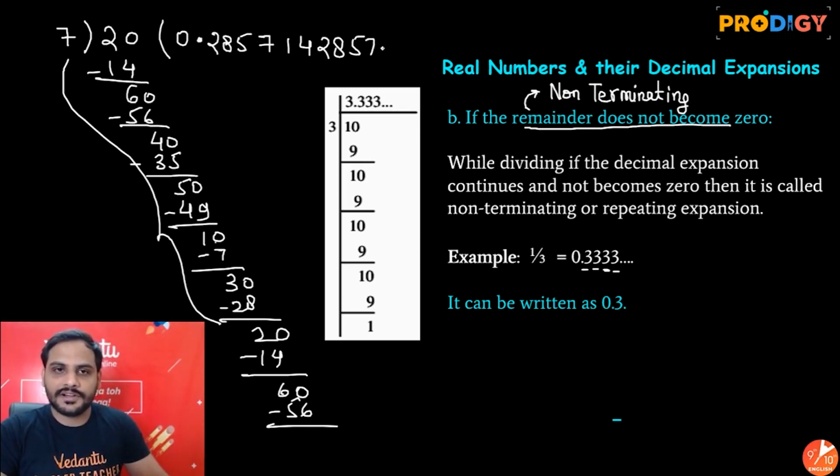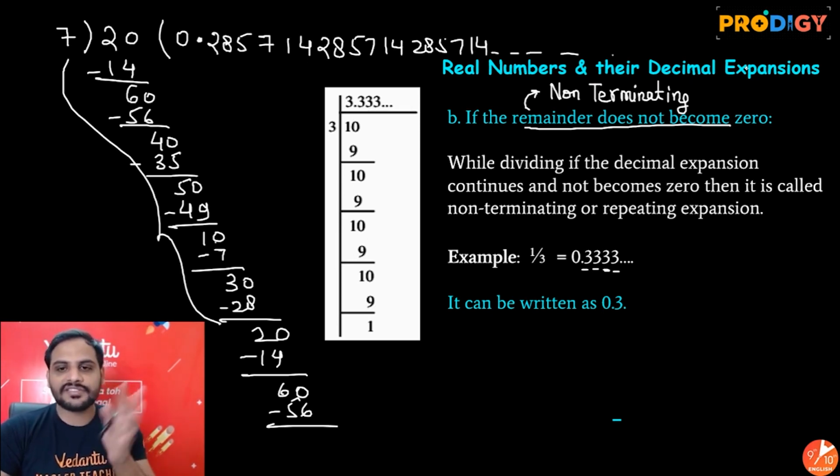So in the quotient again it will be 285714, 285714. This way some portion will keep repeating itself. Here also 3 kept on repeating itself. 3 was repeating itself again and again.